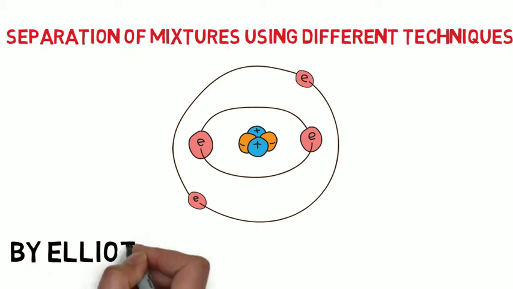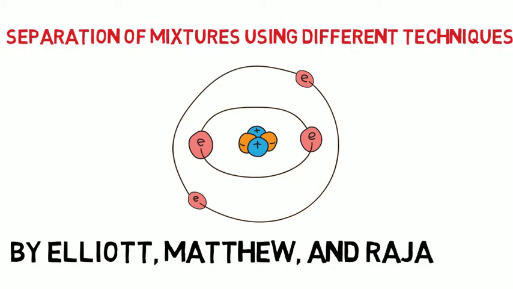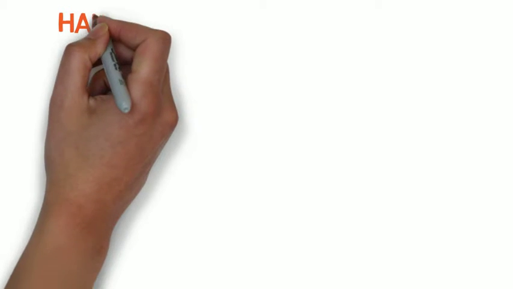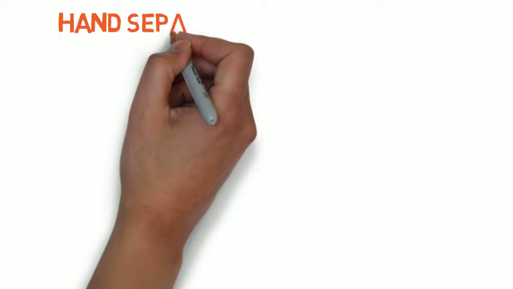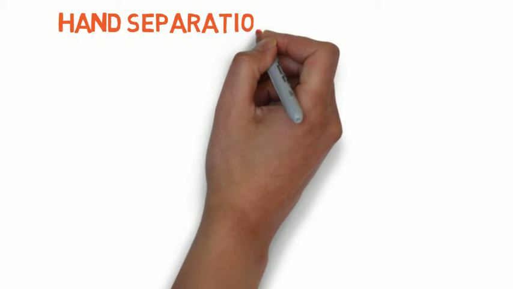First up, we have hand separation. Hand separation is a crude method of separation. It can only be used to separate solids. Basically, we're exploiting some of the physical properties to separate.